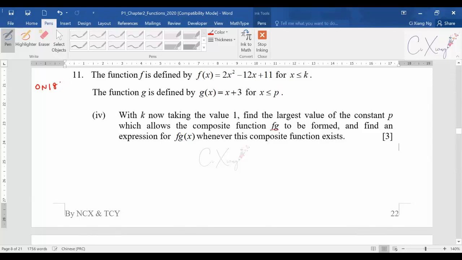Okay, then it is paper 1-3 and it is question 11. At first, they are having part 1, part 2, and part 3 at the beginning. But to me, it is not important. We'll discuss part 4 only with you.